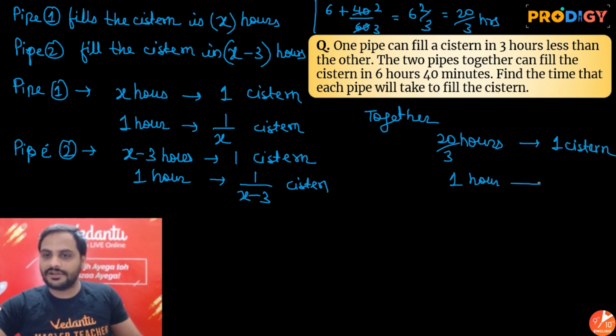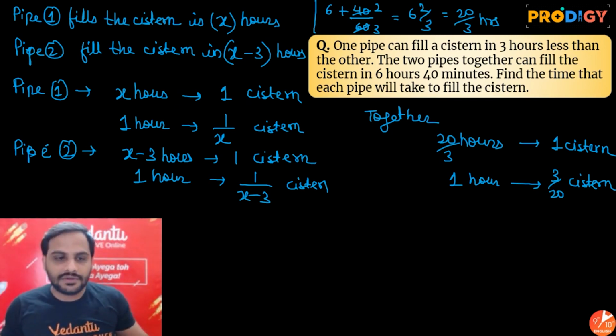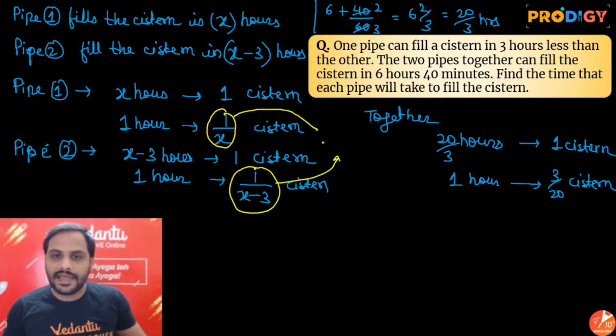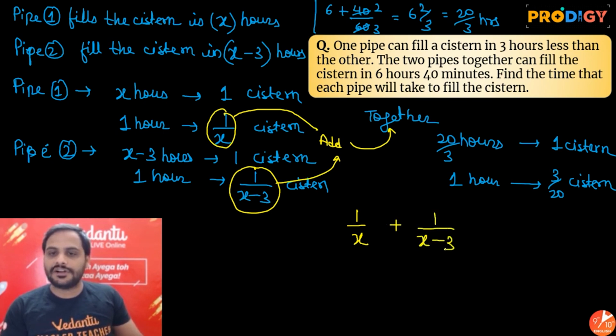So in 1 hour, how much will they fill? Shift 20 by 3 over there, it will become 3 by 20. So they will fill 3 by 20 of the cistern. Obviously, time will not be added, but how much water they are pouring, or how much cistern is filled, that will add. So whatever cistern was filled by them alone, if I add both, I'll get what they have done together. So alone, this much has come from pipe 1, this much cistern is filled by pipe 2. Together they have filled 3 by 20.